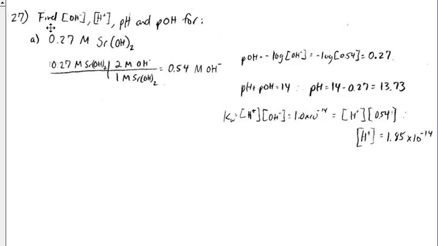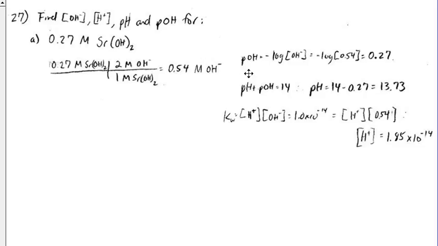For problem number 27, you're asked to find the OH⁻ concentration, H⁺ concentration, pH, and pOH for a solution that is 0.27 molar Sr(OH)₂. Now, the fact there's 2 hydroxide per 1 formula unit of strontium hydroxide means that you need to consider separately and differently what the concentration of the hydroxide actually is. So it's going to end up being doubled. With a quick dimensional analysis, you can find the concentration of the hydroxide as 0.54 molar OH⁻.